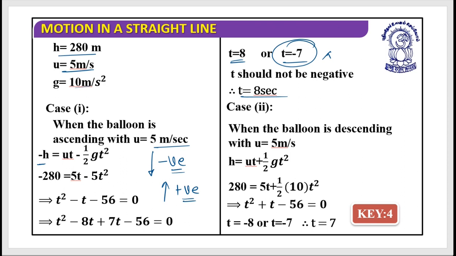In the same way I need to calculate when the balloon is descending with u = 5 meter per second, and do the same thing. I hope you will perform the same steps and get the answer. Can you do it? Are you sure? So this is all about the motion under gravity section.